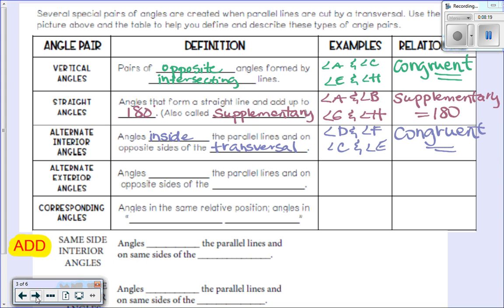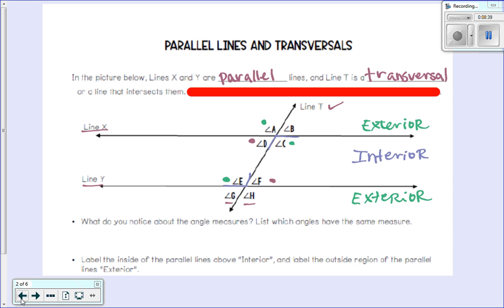All right, what's our next vocabulary word? Alternate exterior angles. Very similar, except exterior. So they are angles outside the parallel lines and on the opposite sides of the transversal. If we're looking at angle A, it's on the exterior, and we're looking on the opposite side of the transversal. It would be angle H. Go ahead and label it that color. You kind of noticing the colors?